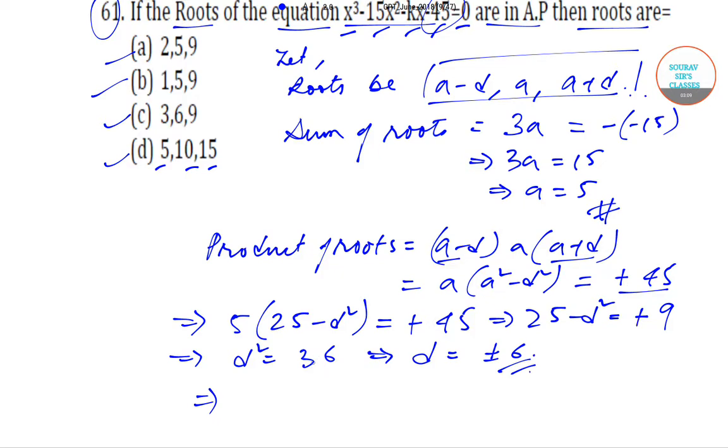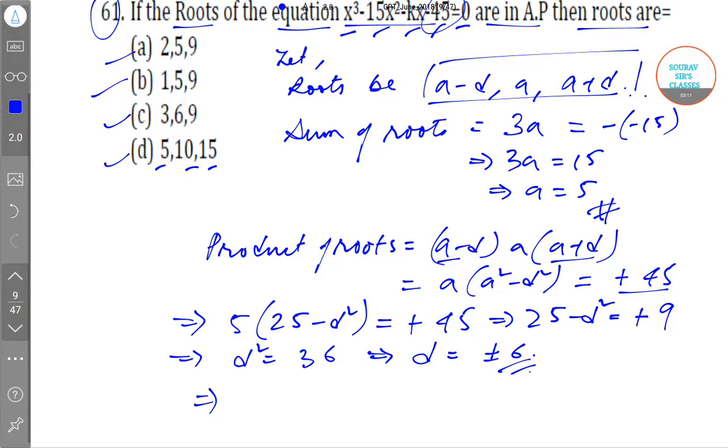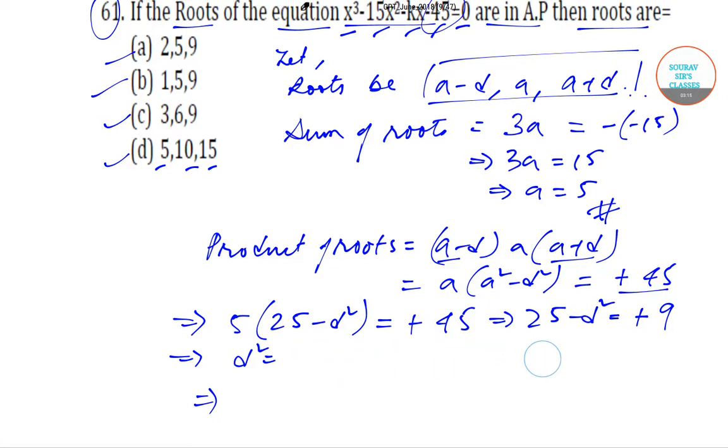So d square will not be 36, but rather d square will be equal to 16, and that will imply that d will be equal to plus minus 4. Let us take d equal to 4. If you take minus also, it will be the same thing.